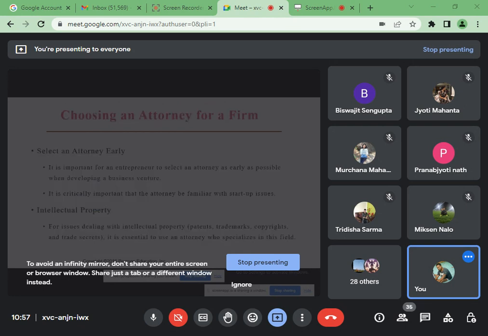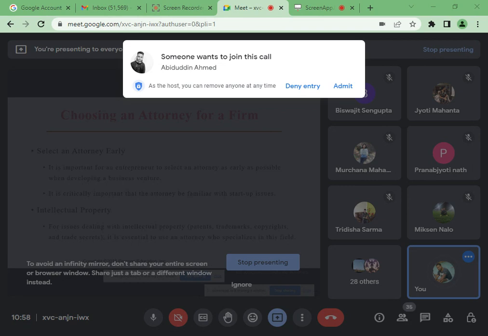Choosing an attorney for a firm. Select an attorney early. It is important for an entrepreneur to select an attorney as early as possible when developing a business venture. It is critically important that the attorney be familiar with startup issues. So whenever we are going for a new firm, we must select an attorney early. It is important for any entrepreneur, whoever is going to start up anything, to select an attorney as early as possible, whenever they plan to start a business venture. It is critically important that the attorney be familiar with startup issues.